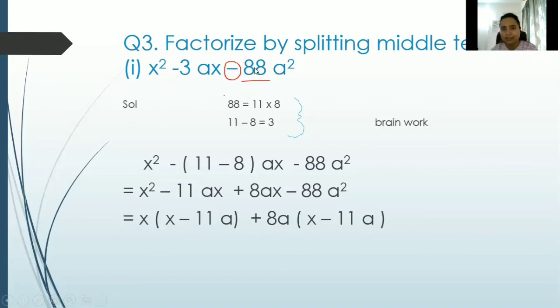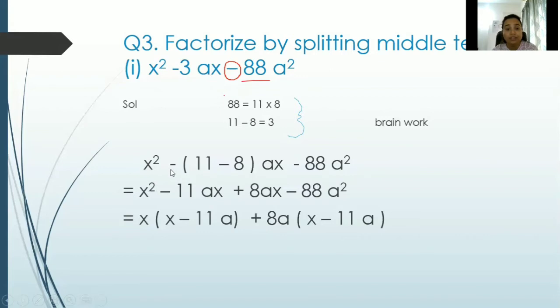We took this term and wrote the factors, possible factors 11 and 8. Apply this sign and then we got 3. Now this 11 minus 8, we will replace with 3. Now x square minus, in place of 3, we have written 11 minus 8, ax, minus this term as it is. So this is called middle term splitting.